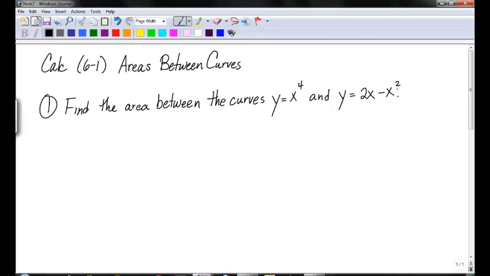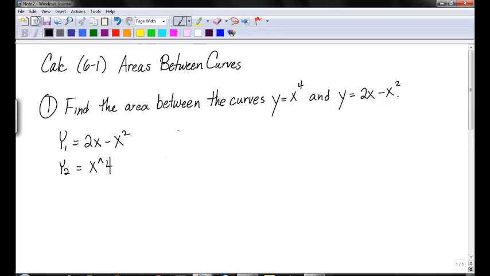First thing you want to do is get a picture. So on your calculator, let's graph. I'm actually going to give you a window that'll make this look better. In y sub 1, I want 2x minus x squared. In y sub 2, put in x to the fourth, and remember you have to use that caret symbol, x to the fourth.